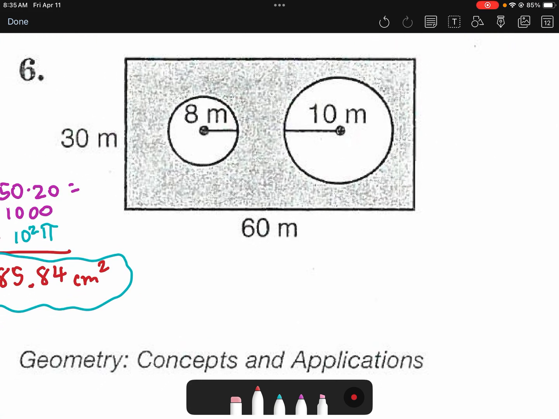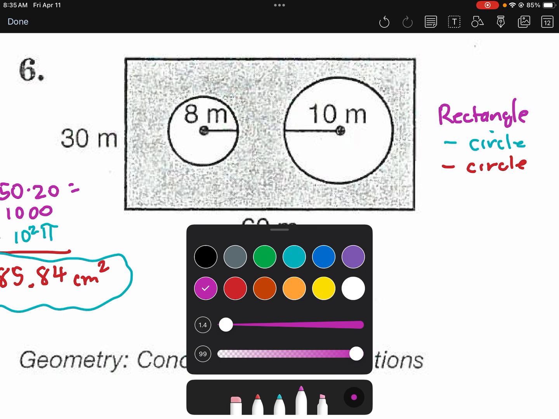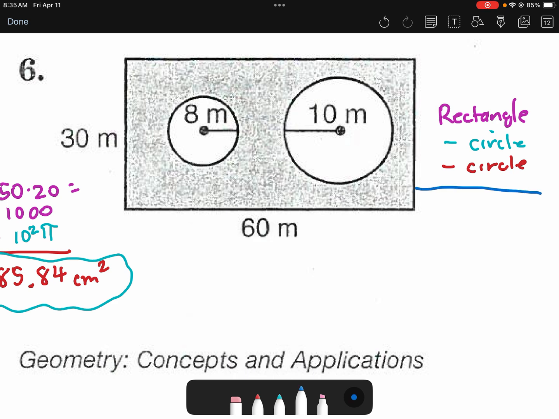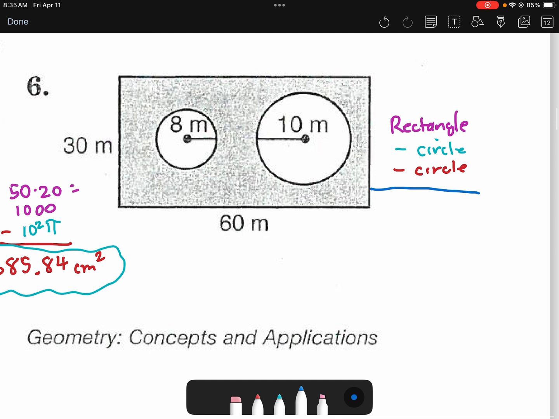Let's do one more. We want the area of the shaded region. Notice how the whole entire thing is a rectangle. You need to subtract away a circle and then subtract away another circle. And let's see what we end up with here. I'm going to say that the area of my rectangle, 60 times 30, is 1,800. The area of my bigger circle would be 100 pi.